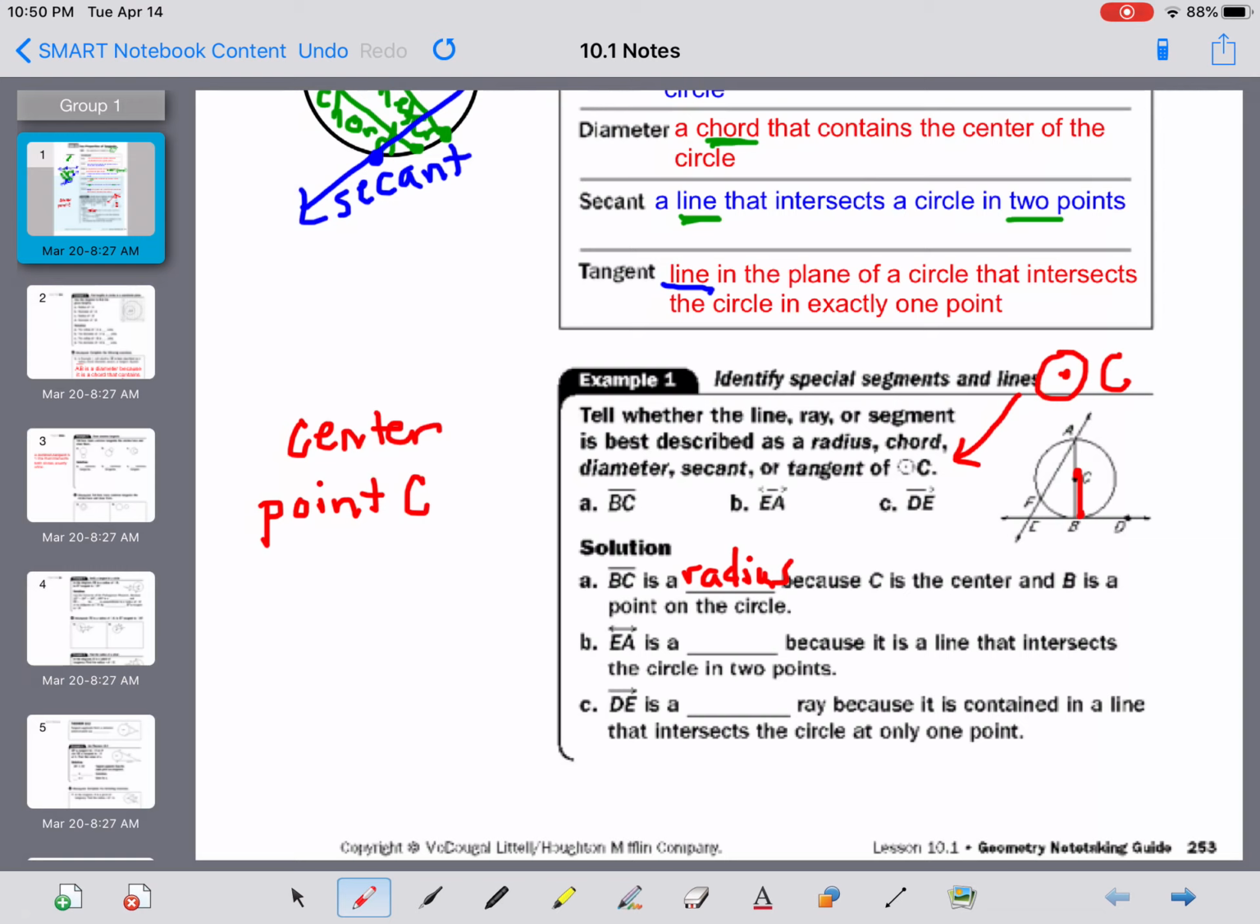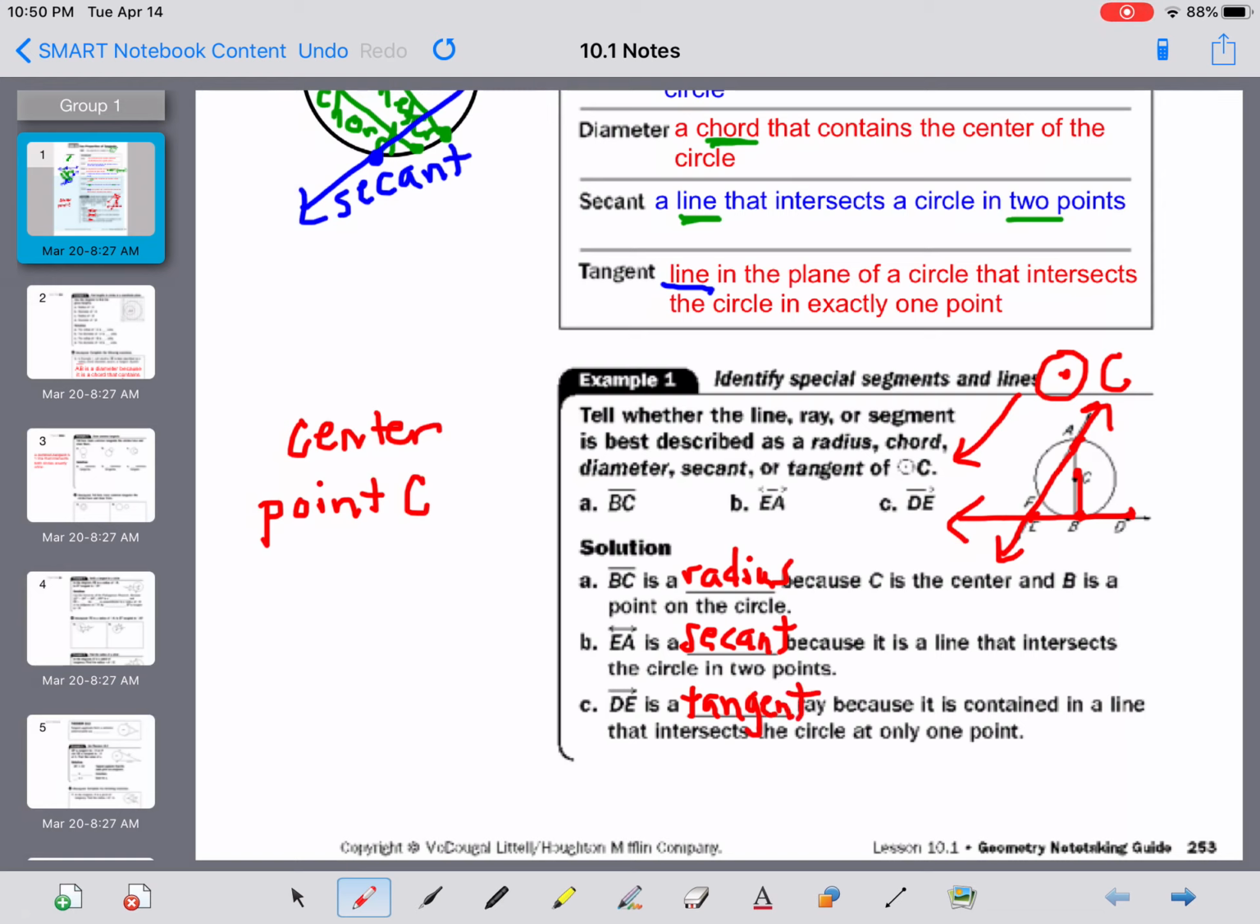Next we have line EA. I find E over here, I find A here, and I follow that line which keeps going. And because it keeps going and it comes into the circle and goes out of the circle, again it goes through the circle, this one will be a secant. And then finally our last one is ray DE. So it starts at D and it goes to E and it keeps going that way with our arrow going through the E. It looks like it touches the circle exactly once at point B there, so that will make that one a tangent. And notice this one's a ray.